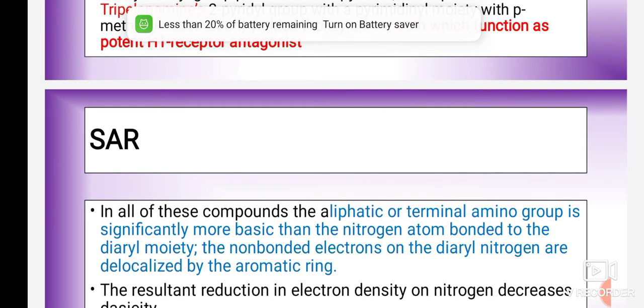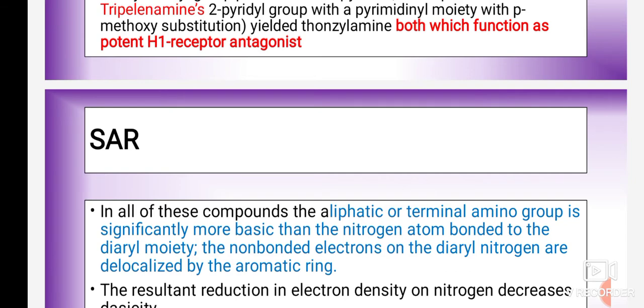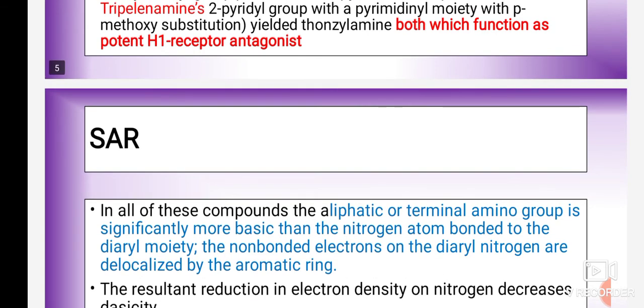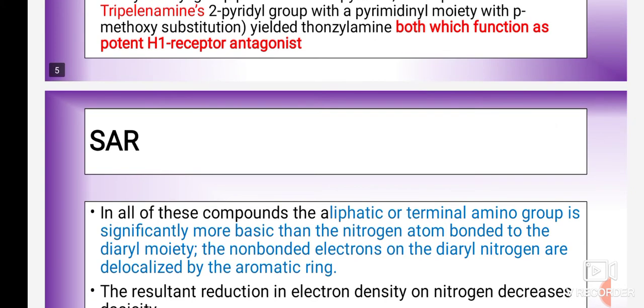The non-bonded electrons on the diaryl nitrogens are delocalized by the aromatic ring. So due to the change in substitution, instead of aliphatic substitution there is an aryl moiety, and due to the aryl moiety there is significantly less basicity in the drug. One important concept related to acidity or basicity is that the terminal amino group is significantly more basic if there is an aliphatic substitution than the nitrogen atom bonded to the diaryl moiety. If there is a diaryl moiety on the nitrogen, then that nitrogen becomes less basic.